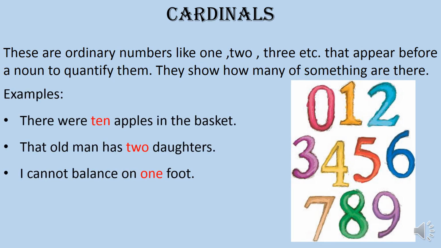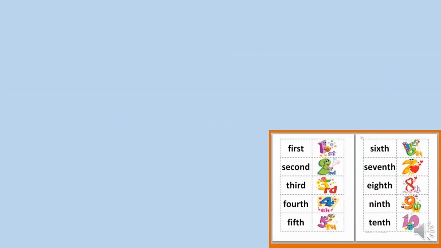The examples: there were 10 apples in the basket. That old man has 2 daughters. I cannot balance on 1 foot. So here you can see the numbers are written not in numericals, but the number names are written.